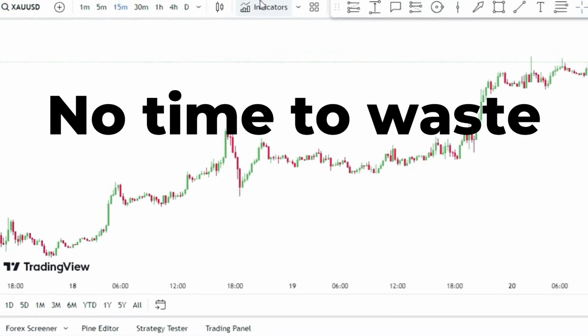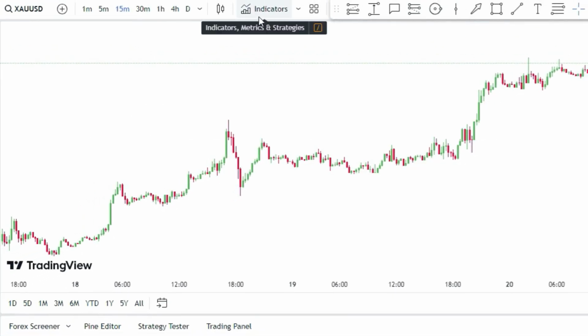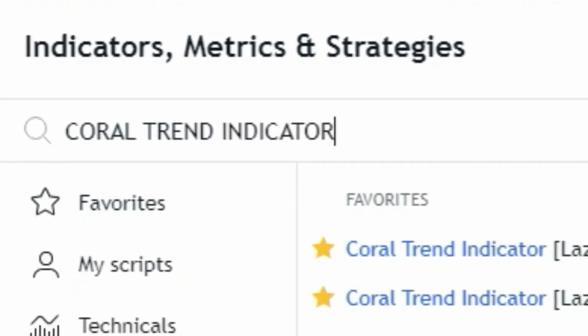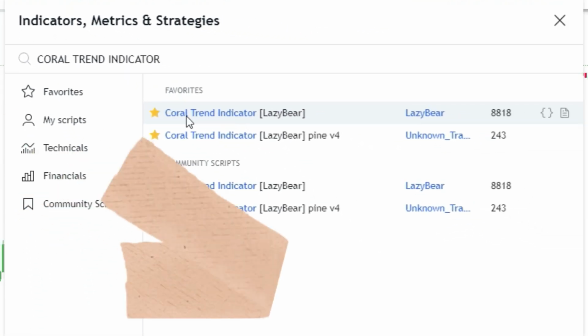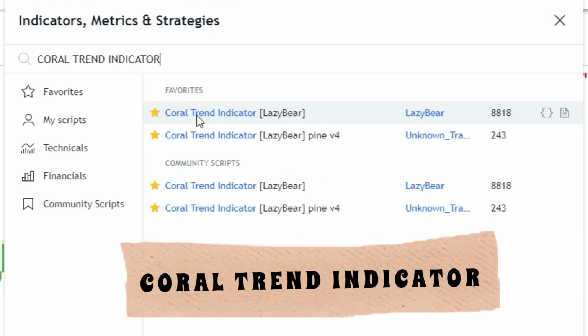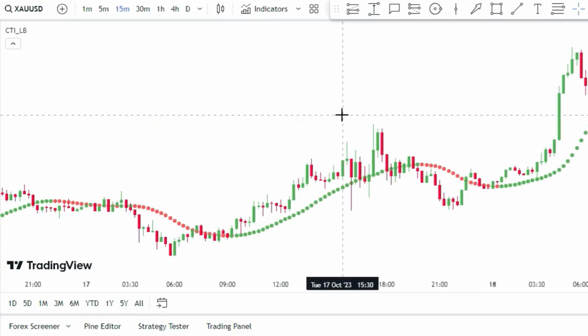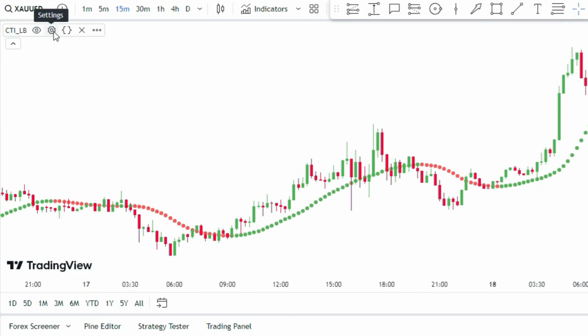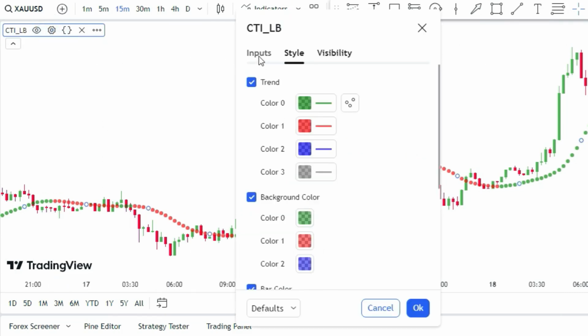No time to waste. Let's get the curl trend indicator up on your chart. Alright, now let's dive into its settings and tweak them as needed, just like I'm showing you here.